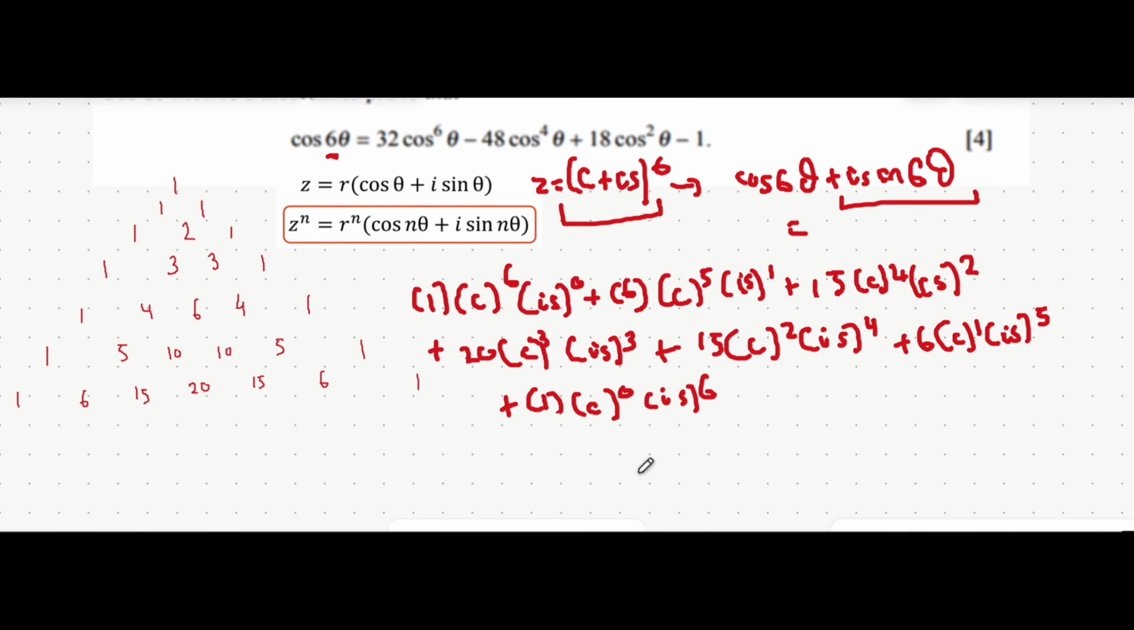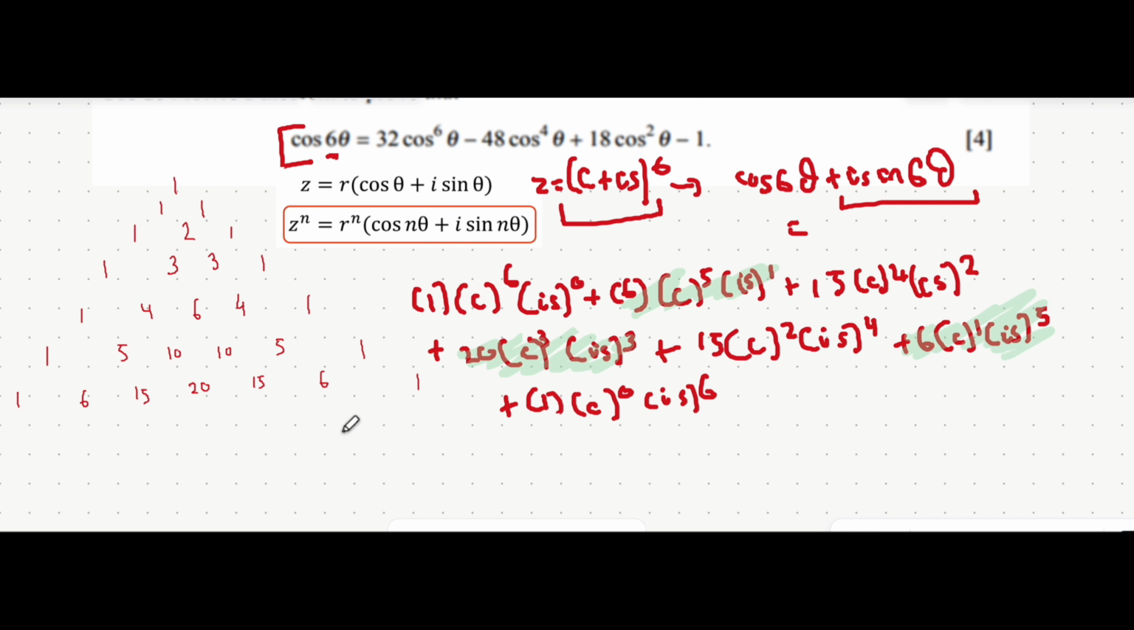From there, we want to show cos of 6 theta is equal to all of this expression. That means we're only interested in the real parts of this whole expression. Any odd power of i, we don't need to include. So let's pick those out. For example, is to the power of 1 gives you an imaginary part, so we don't need to include that. We're only interested in the real parts. Also, is to the power of 3, we don't need to include that because that gives you an imaginary part. Is to the power of 5, we don't need to include that because that gives you an imaginary part.